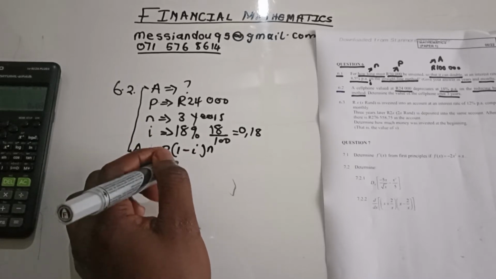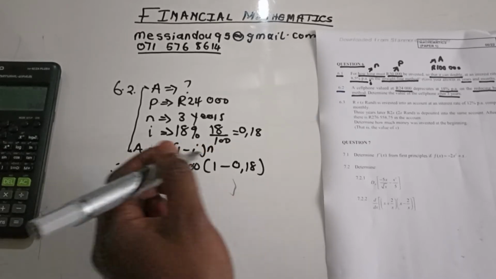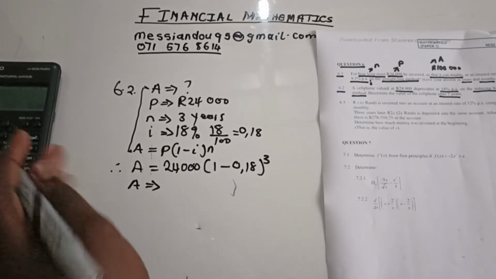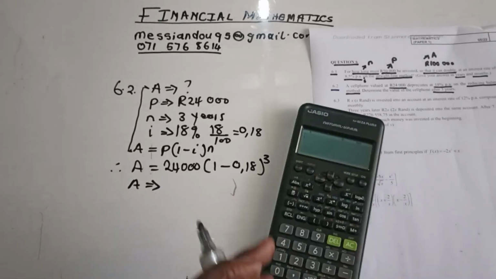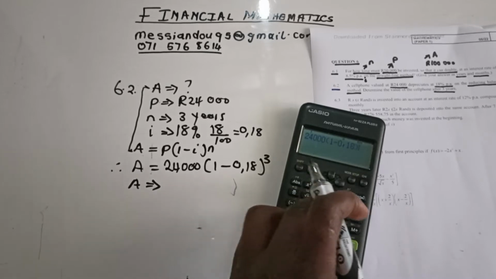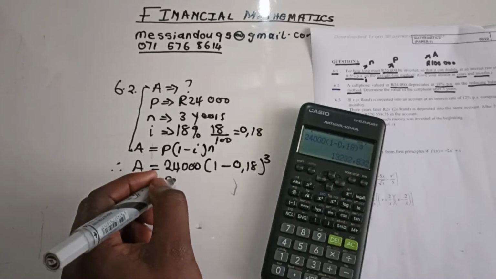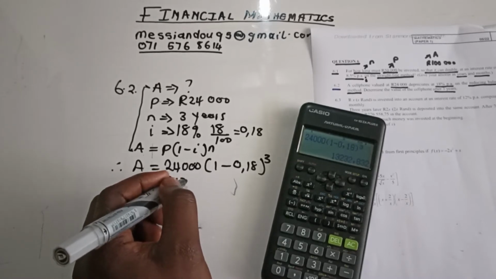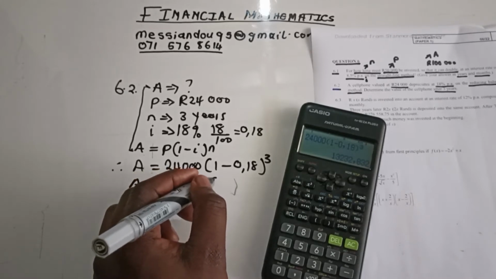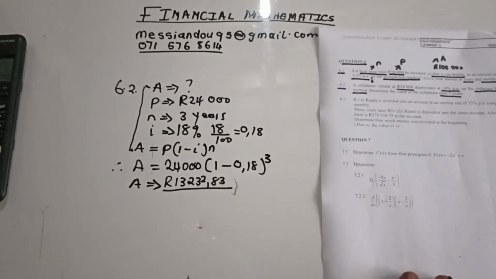P is 24,000. 1 minus interest 0.18 to the power of 3 years. Okay, so it's just 3 years. Then you punch your calculator to get an amount. Just quick, this 24,000, 1 minus 0.18 to the power of 3 years. Yes. So I'm getting 13,232.83. So here it is, guys.